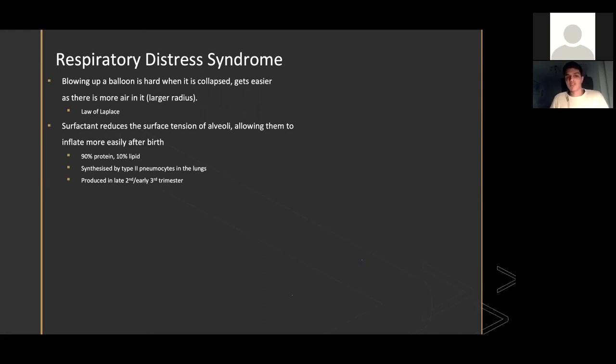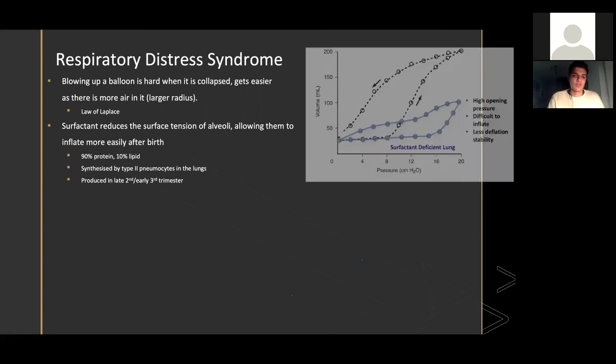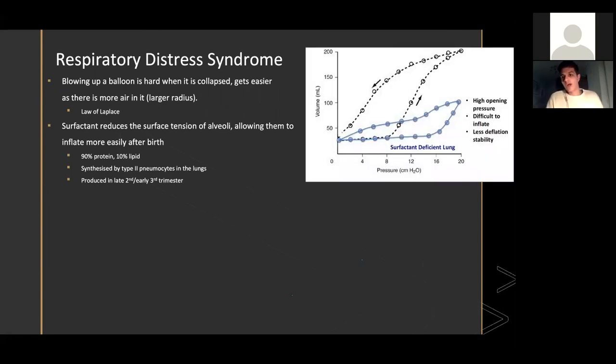And it allows them to inflate more easily after birth. The problem is that this is produced in the late second to early third trimester. So you're looking about the 26, 30 week mark, okay? Maybe a bit younger, maybe a bit older, depending on who you are. Here's a look at what happens when you have surfactant versus when you don't have surfactant in the lungs.